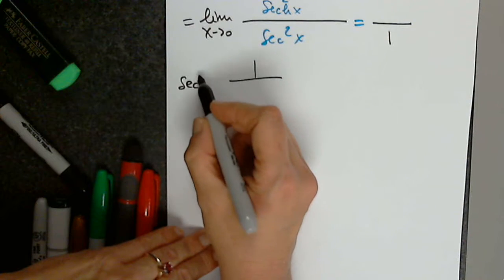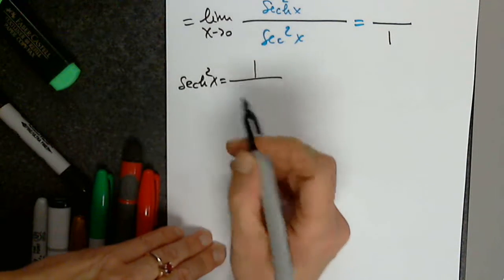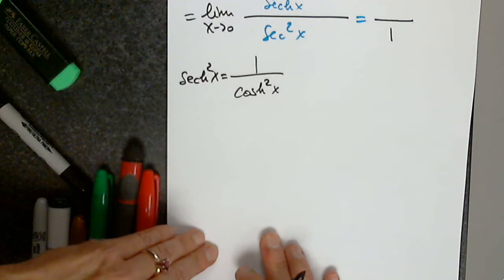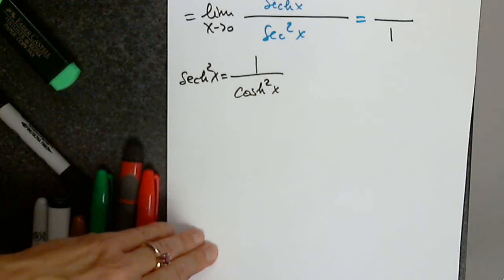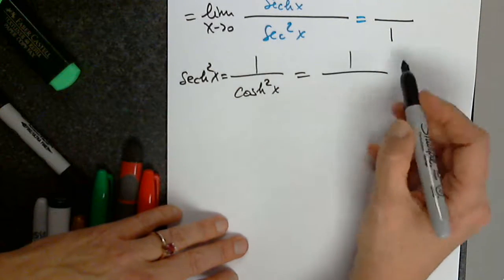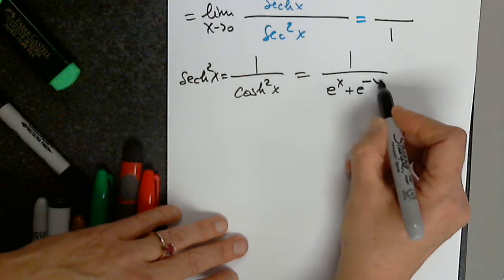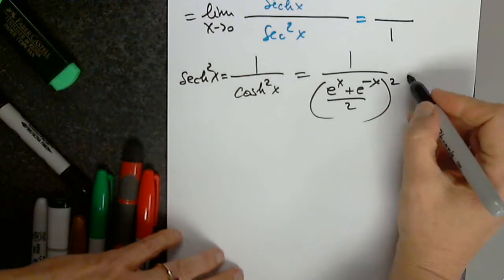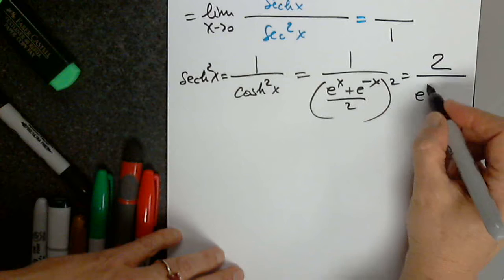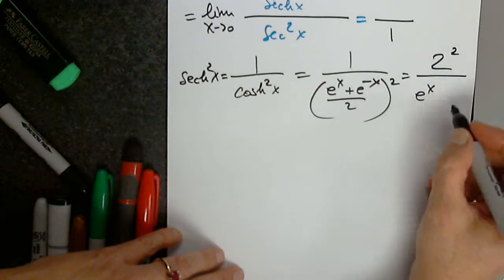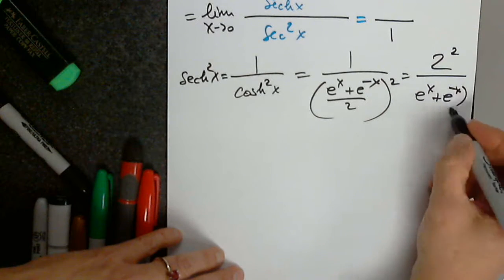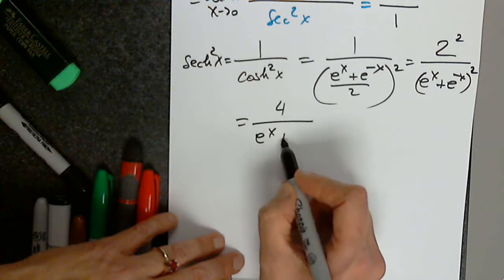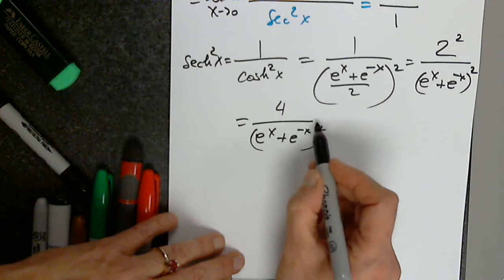Hyperbolic secant squared x is 1 over hyperbolic cosine squared x. So this is 1 over (e to the x plus e to negative x, over 2), everything squared, or 2 squared over (e to the x plus e to negative x) squared. Or if you want, 4 over (e to the x plus e to negative x) squared.